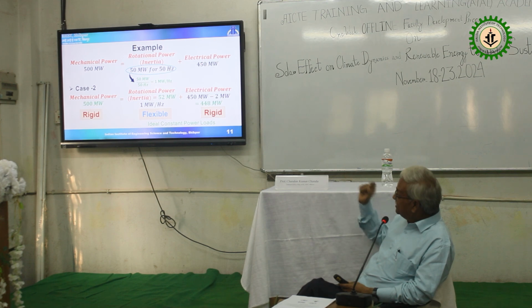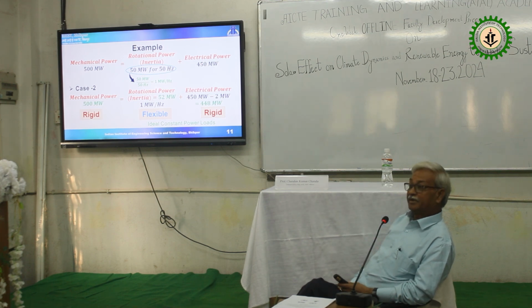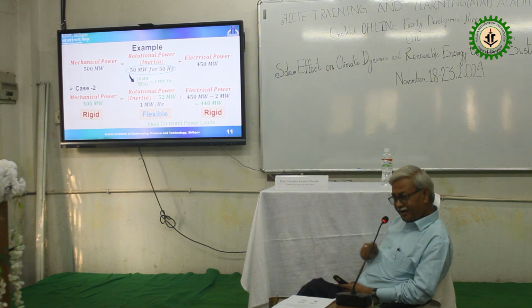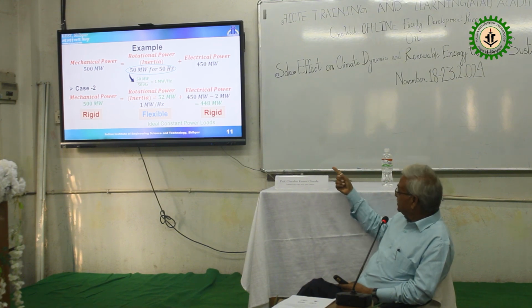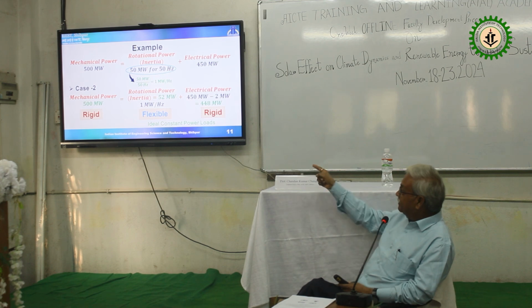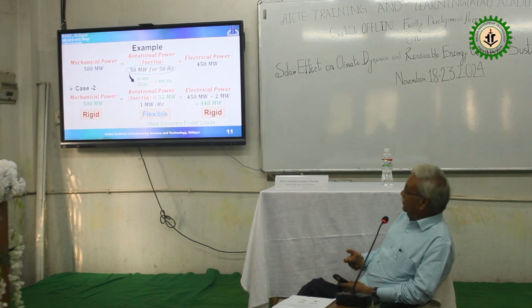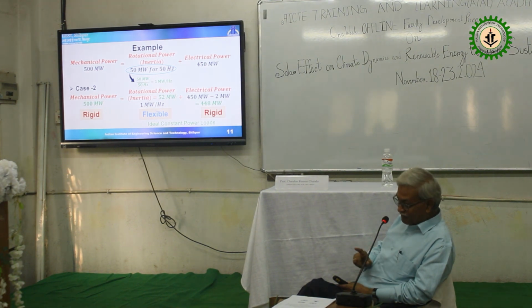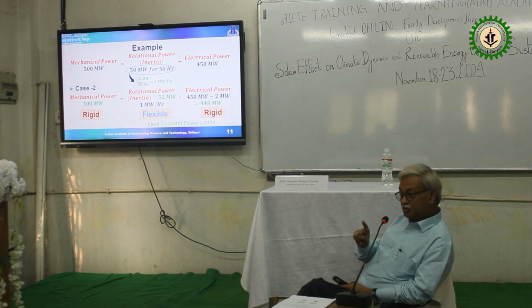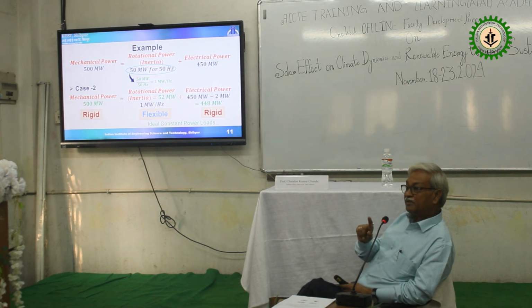So again the turbine will say, okay, let me rotate slightly faster, as the load is being thrown off and the mechanical power will not absorb the electrical load. I will take that 2 megawatt extra and rotate faster. And if the turbine rotates faster, obviously the frequency becomes 52 hertz. That is just for explanation, but we do not allow more than 50.5.